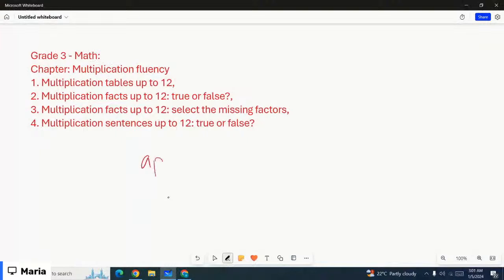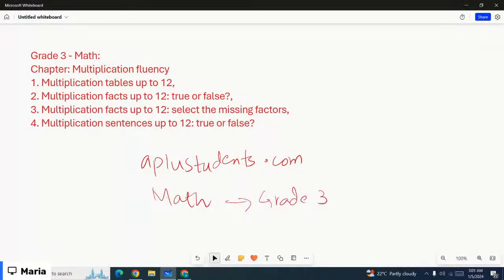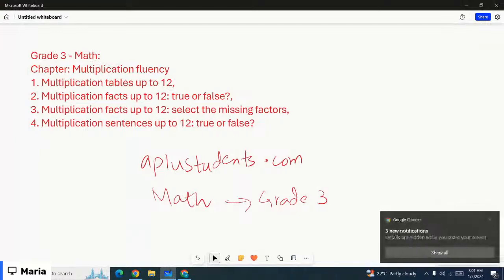You can find all the lessons on aplusstudents.com. You have to log in there using your email address, and the password is provided by the administrator. Then you have to select math from the subject tab. Scroll down to grade 3 and then click on view all lessons. There you can find a list of the chapters. We're going to start with the chapter multiplication fluency.